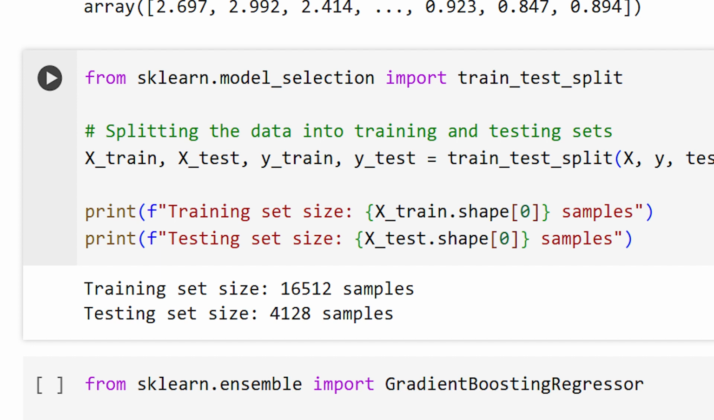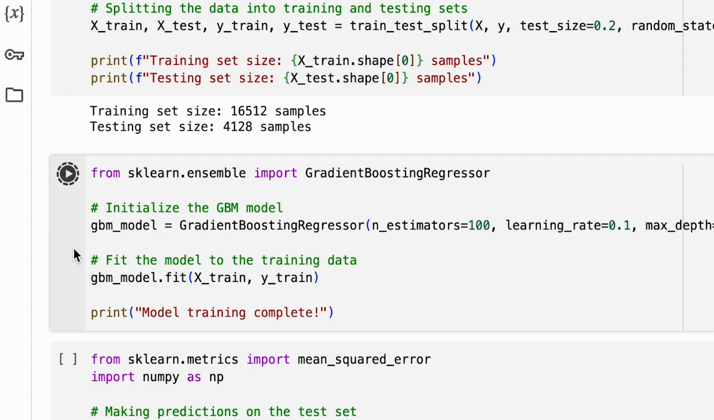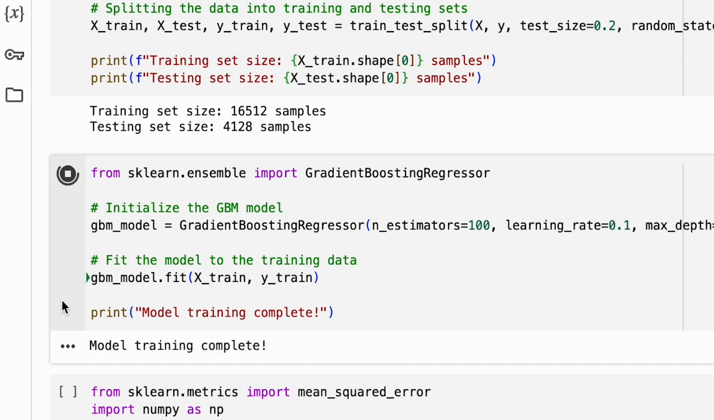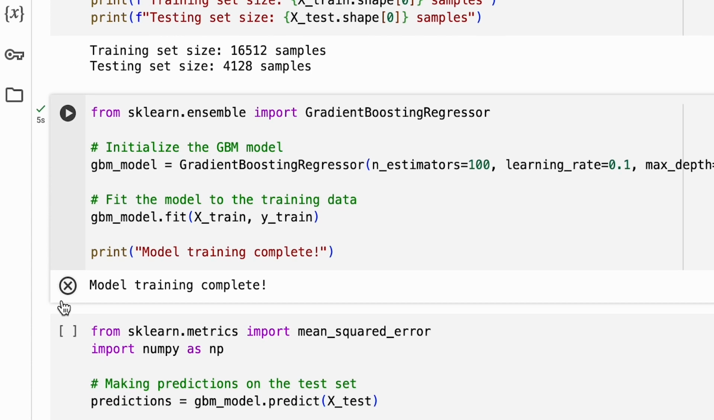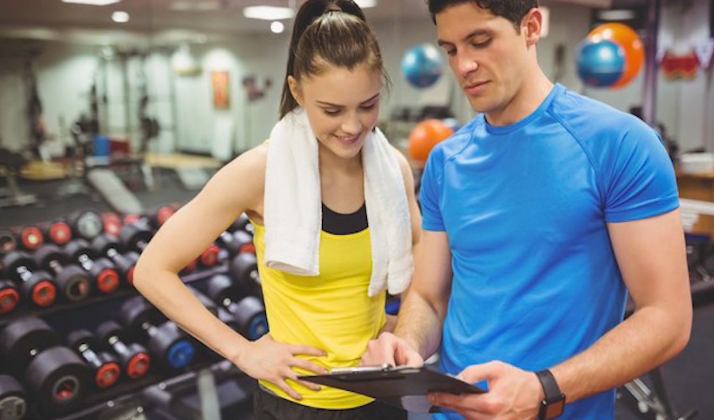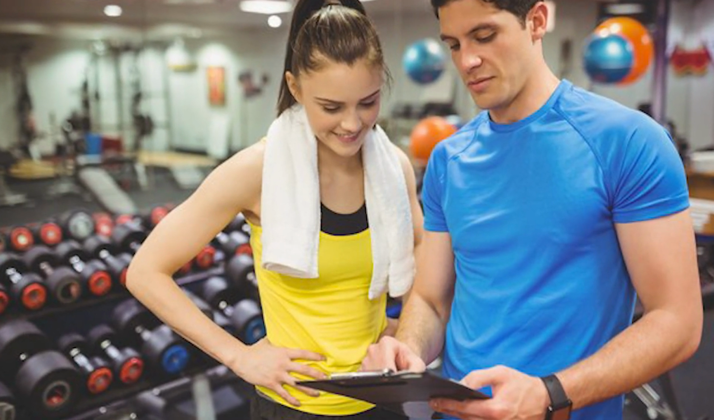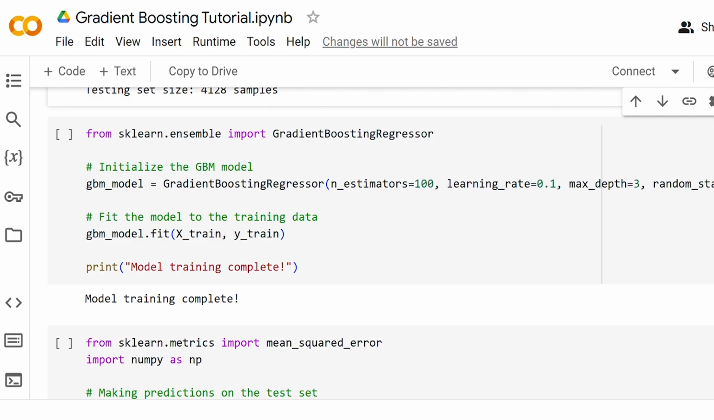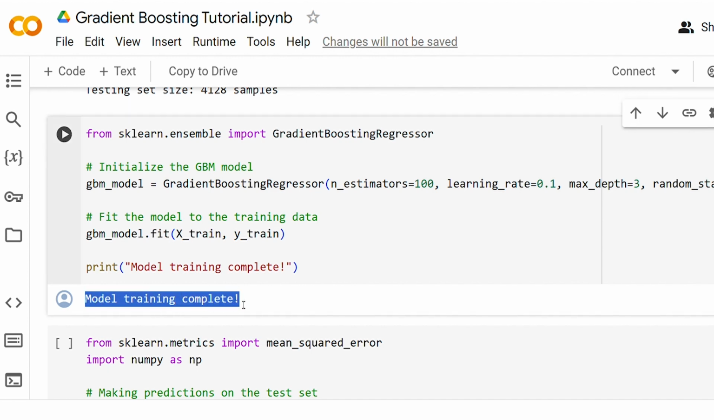With our data neatly divided, it's showtime for our gradient boosting machine. We are using scikit-learn's gradient boosting regressor to build our model. By tuning parameters like n_estimators, learning rate, and max depth, we're essentially instructing our GBM on how to learn. Think of it as giving a personal trainer instructions before starting your workout regimen. Our model is trained and ready to flex its predictive muscles.